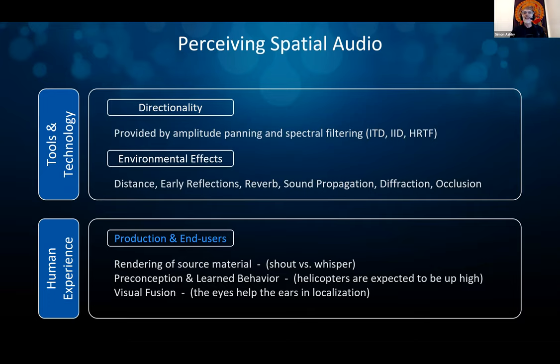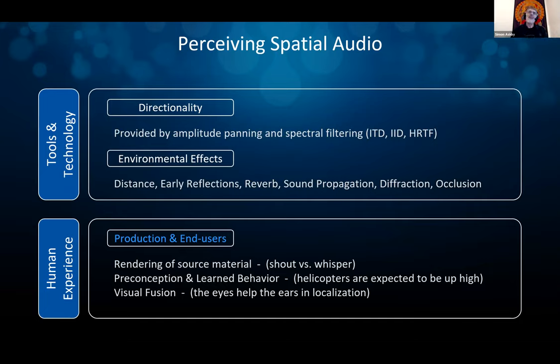The first one, the rendering of source material, is something during production that you have a certain control over. If you're recording actors and you ask them to shout versus whisper, that will provide a good cue about how far this voice or this character is in real life, right? Or in the game you're working on. And things like preconception and learned behavior. If you hear a helicopter sound, well, it's most probably above your head, right?